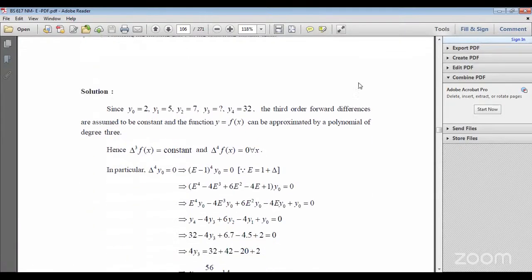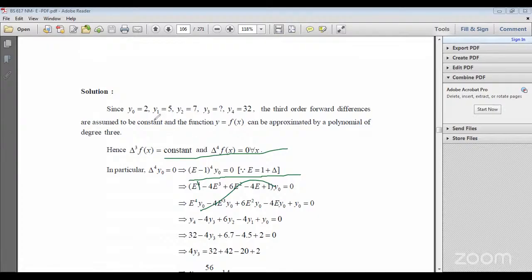So what is the fundamental formula here? Delta cube f of x is equal to delta 4 f of x. So E minus 1 whole power 4 y naught is equal to 0. E power 4 minus 4 E cube plus 6 E square minus 4 E plus 1. So E power 4 means that is y naught. I am multiplying here. It's 4E cube y naught, 6E square y naught minus 4E y naught plus y naught.